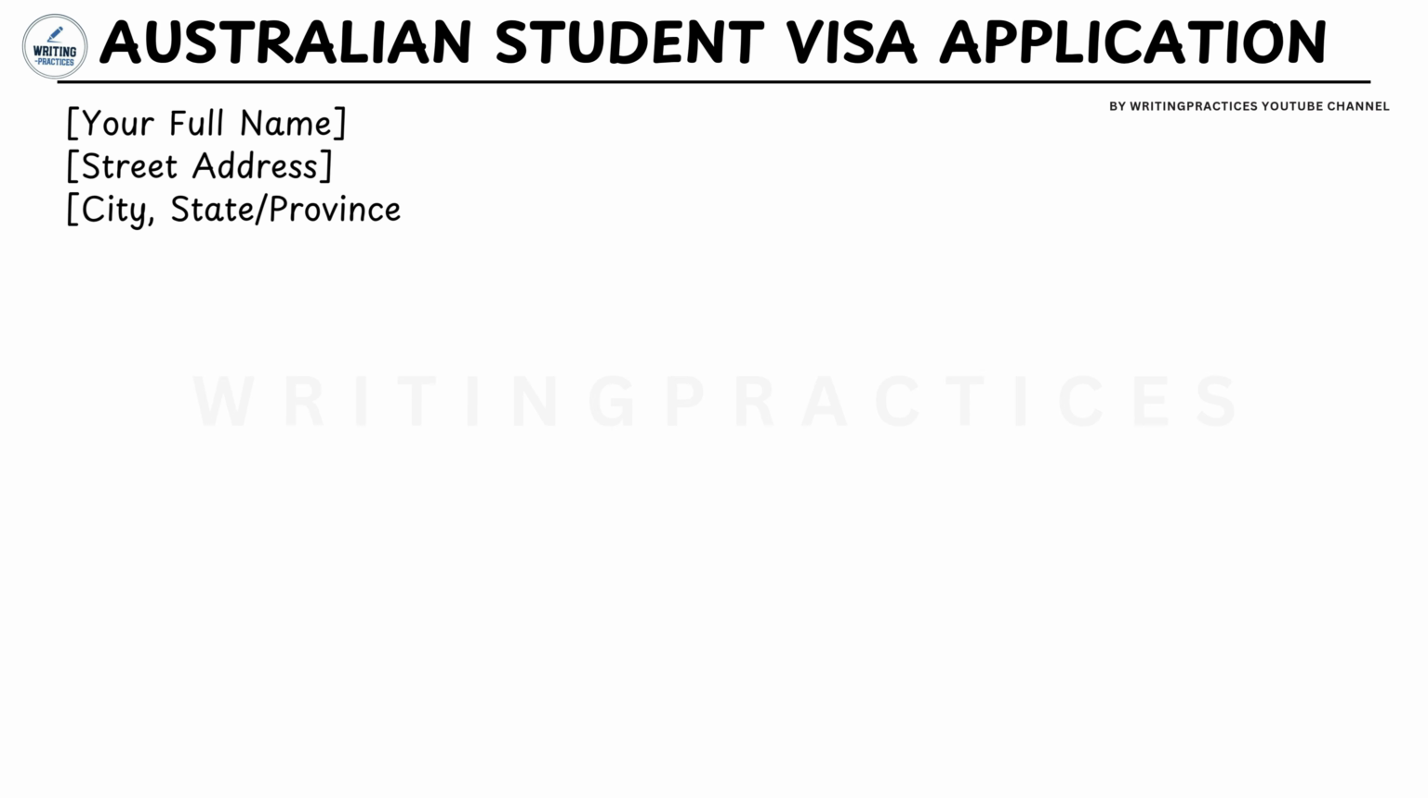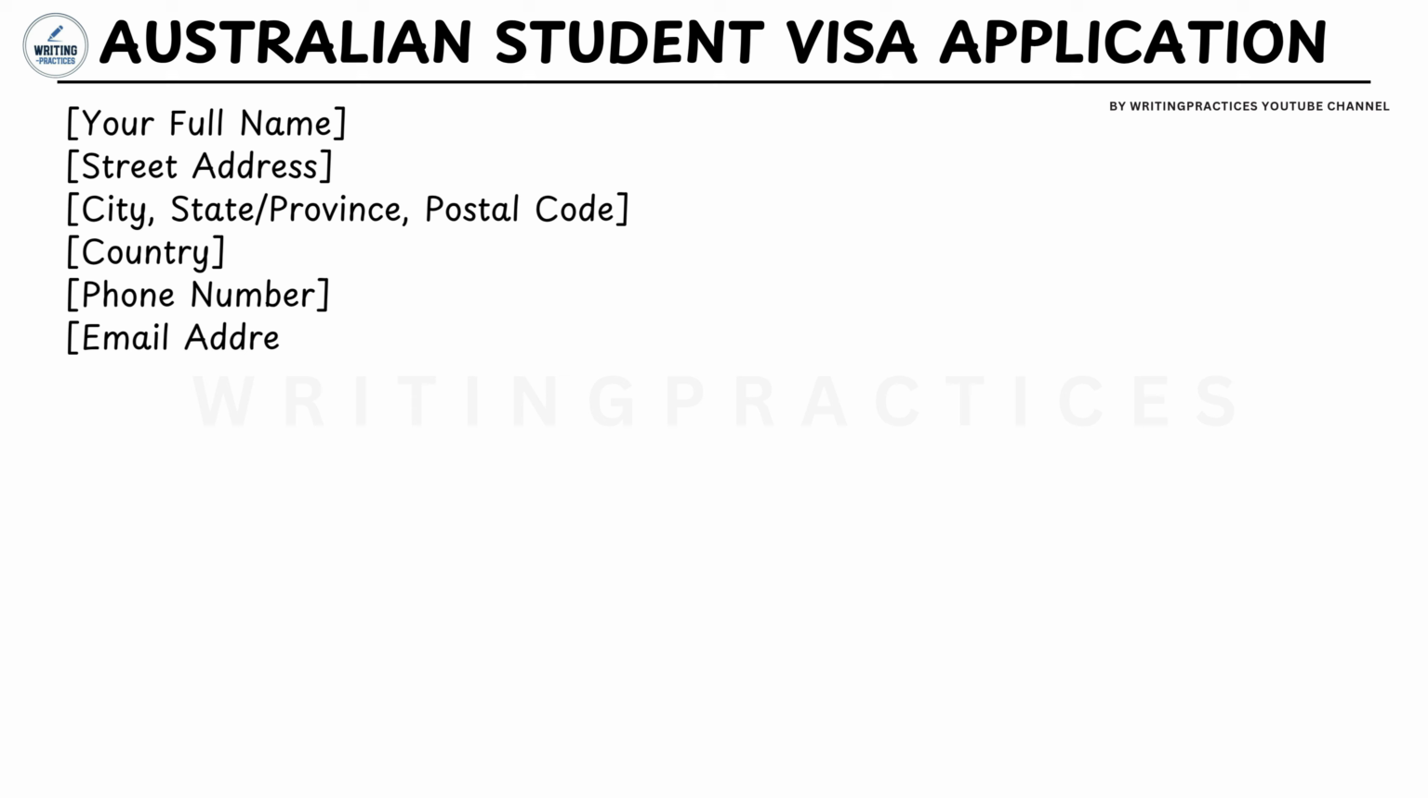Check this out. Sender's information. This section contains your personal contact details. Write your full name, complete residential address, phone number and email address. Example, Daniel Christopher Lee, 45 Maple Avenue, Toronto, Ontario, M5V 2H1, Canada, +1 647 555 2189.